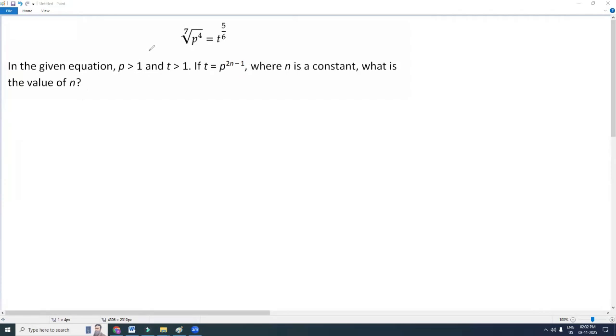Okay, now what we can do is plug in this p to the power of 2n − 1 for t over here in the given equation, because t equals p to the power of 2n − 1.